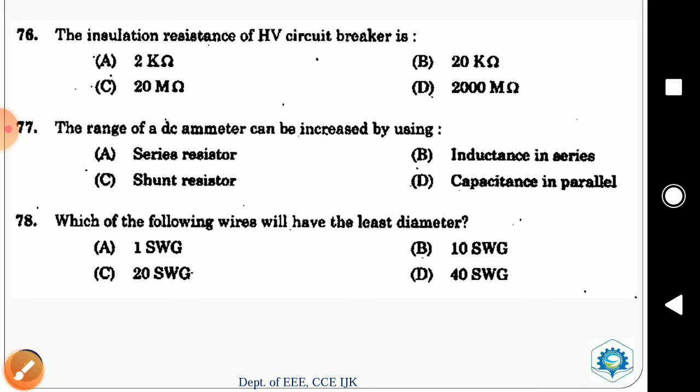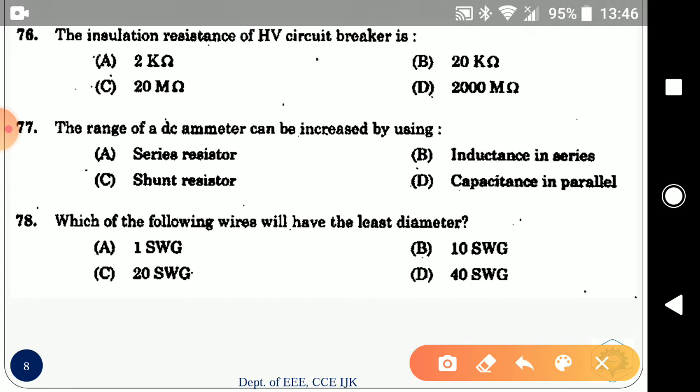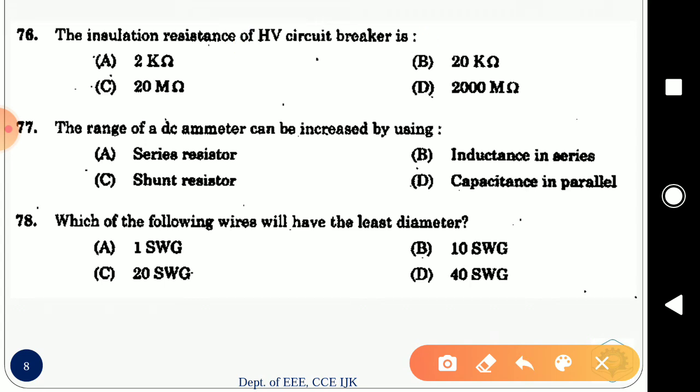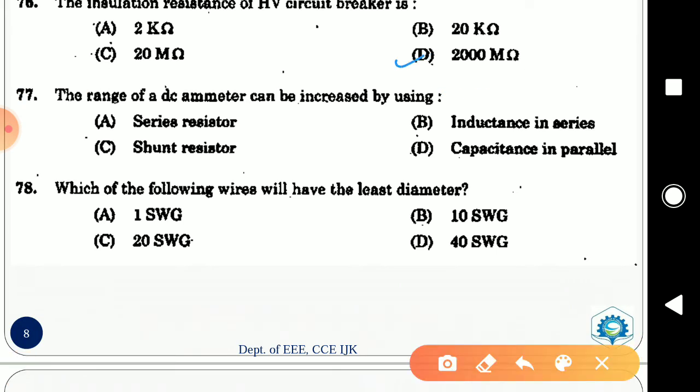Now you have to measure that for a high voltage circuit breaker. And high voltage circuit breaker, since the voltage rating is high, the insulation resistance should also be high. So the insulation resistance will be in the range of 2000 mega ohms. So the correct answer over here is 2000 mega ohms.